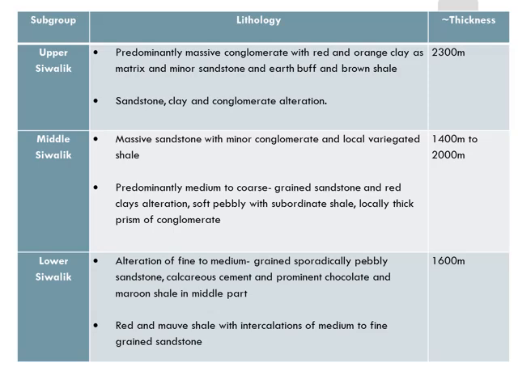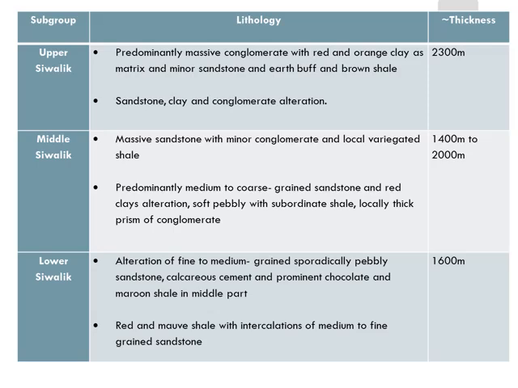And then comes the middle, that is called middle Siwaliks, massive sandstones with minor conglomerates and local variegated shale. Predominantly medium to coarse grained sandstone and red clays alteration occurs in middle Siwaliks, with soft pebbly with subordinate shale and locally thick prism of conglomerate. And if we talk about thickness, that ranges from 1400 meter to 2000 meter.